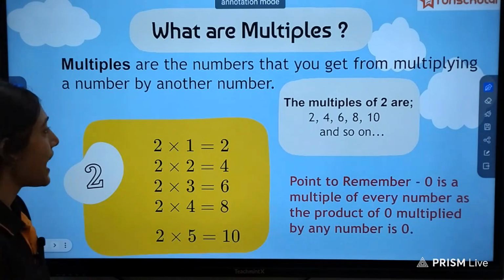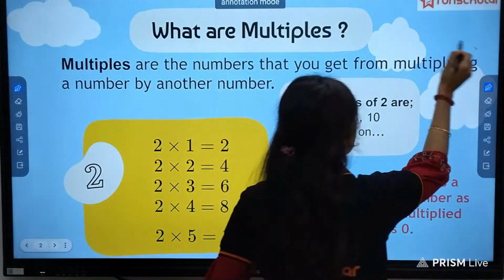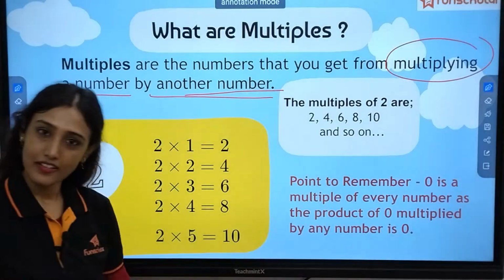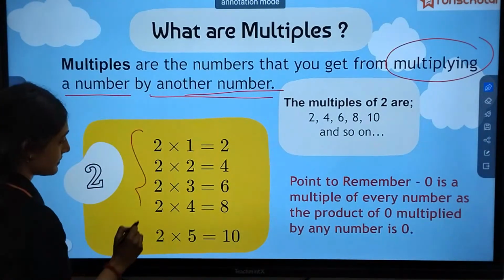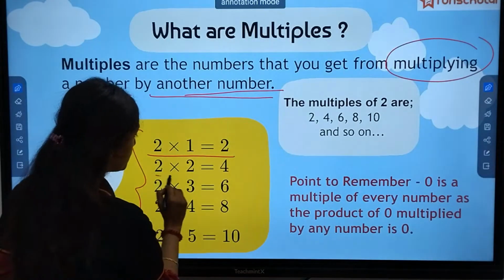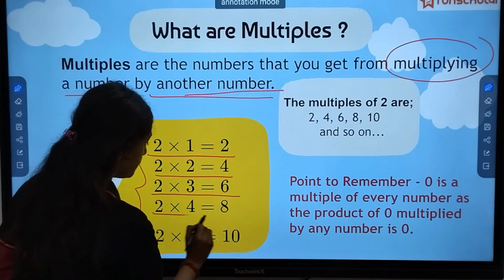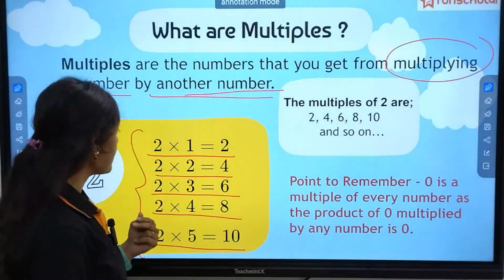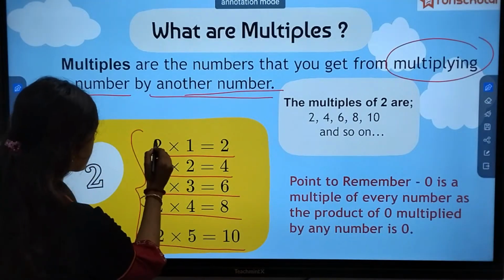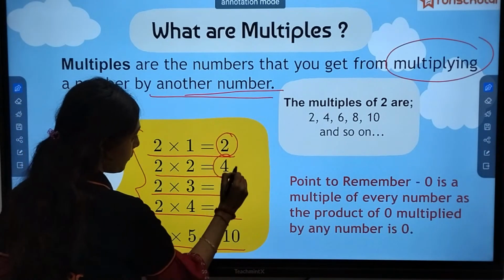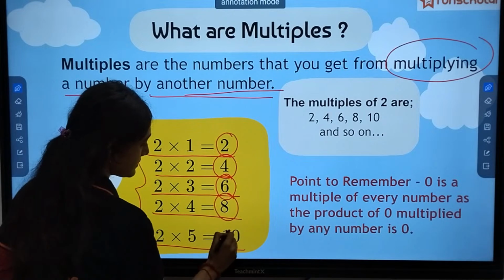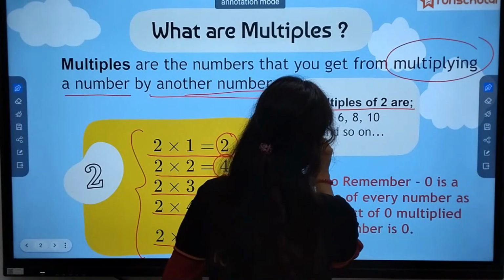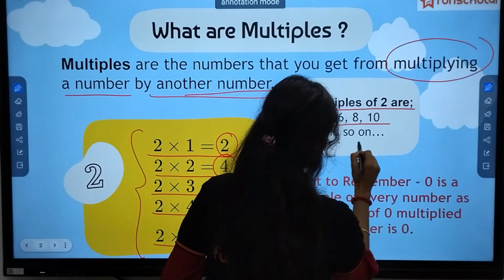Multiples are the numbers that you get from multiplying a number by another number, right? Just look at this table. 2 1s are 2, 2 2s are 4, 2 3s are 6, 2 4s are 8, 2 5s are 10. So we can say that the multiples of 2 are 2, 4, 6, 8, 10 and so on.